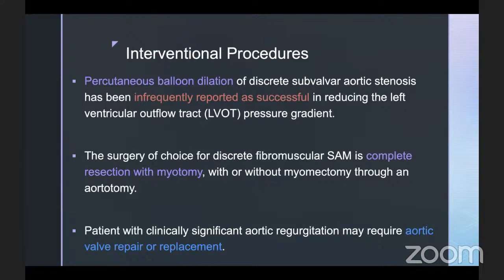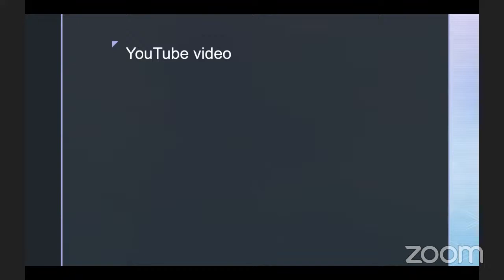The surgery of choice for discrete fibromuscular SAM is complete resection with myotomy, with or without myomectomy, through an aortotomy. Patients with clinically significant aortic regurgitation may require aortic valve repair or replacement. So we'll have a video about the surgery, how to do SAM resection.